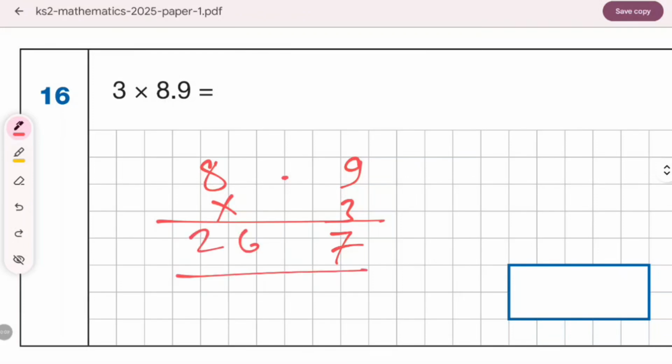One more thing, we have only one decimal place, so we'll put the point just after one digit. That will be 26.7. That is our correct answer for question number 16.